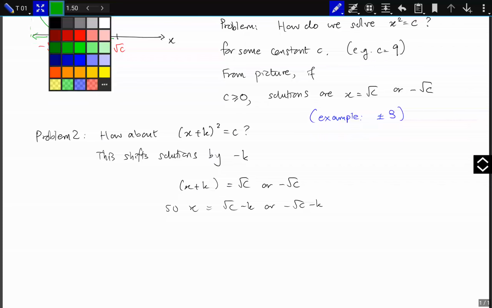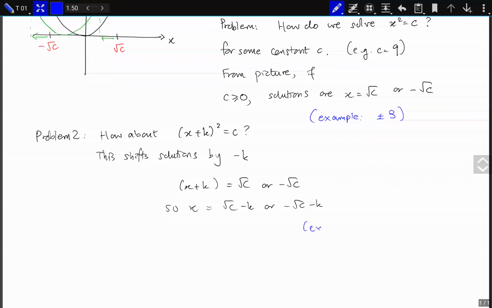So if we do another small example, let's say k equals 4, and c is equal to 9 as before. We get x plus 4 squared equals 9, which implies x is equal to minus 1 or minus 7. Hopefully you can plug those in and see that this is the case.